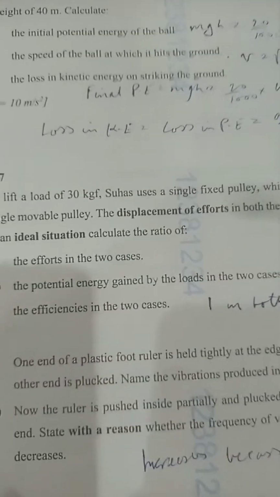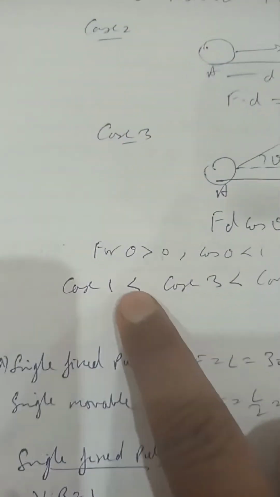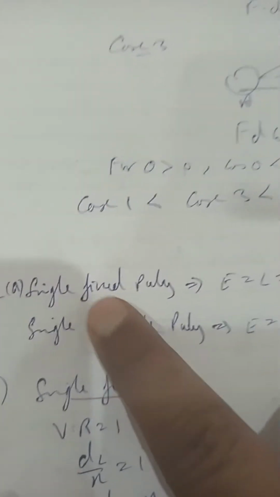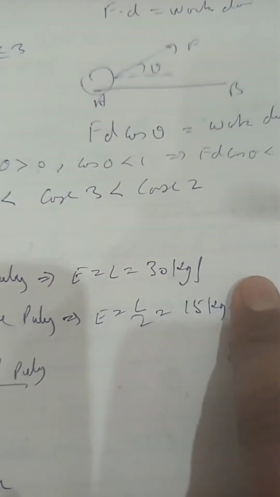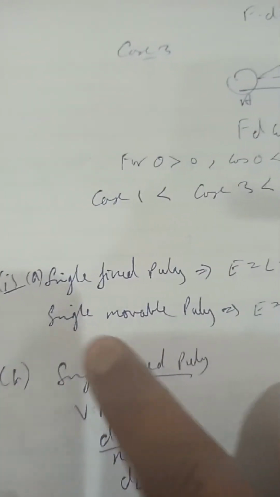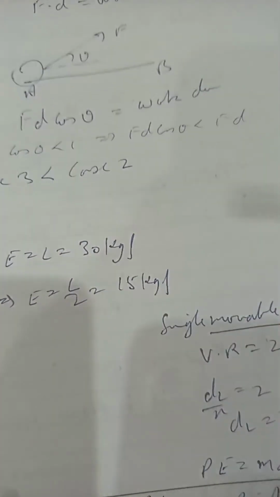Effort in first case is more than effort in second case. So in first case, load they have given 30 kgf. So effort in first case, when we are having the single fixed pulley, effort is equal to load, that is 30 kgf, and when we are having single movable pulley, effort equals L upon 2, that is 15 kgf.